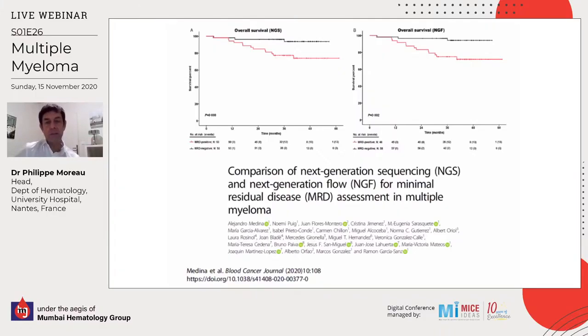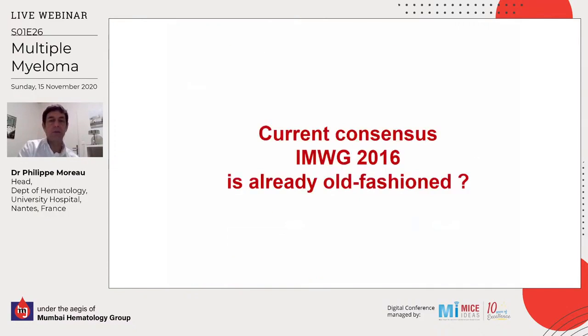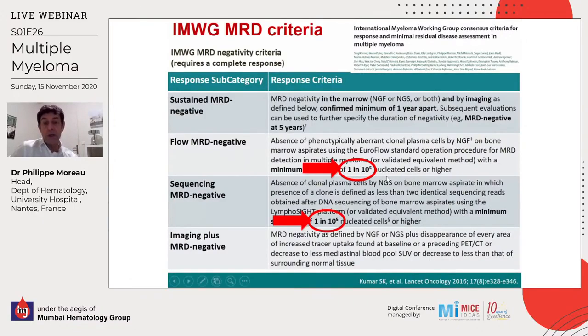Our colleagues from Spain are claiming that we can use either flow or NGS, and if we are focusing on 10 to the minus 5 or better, we have exactly the same outcome. So the two techniques are, in their hands, identical in terms of results. So the current consensus that we published 5 years ago, is it already old-fashioned, yes or no? We discussed the threshold of 10 to the minus 5 for both flow and NGS, as I mentioned previously. And we know that potentially 10 to the minus 6 is more important.